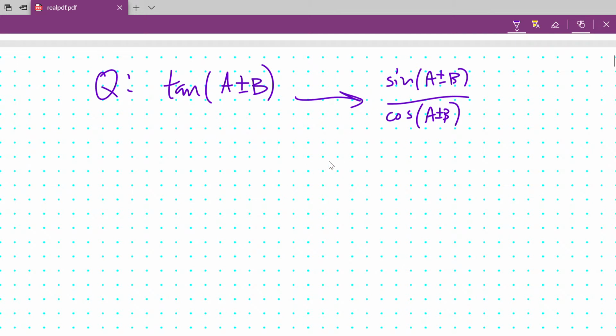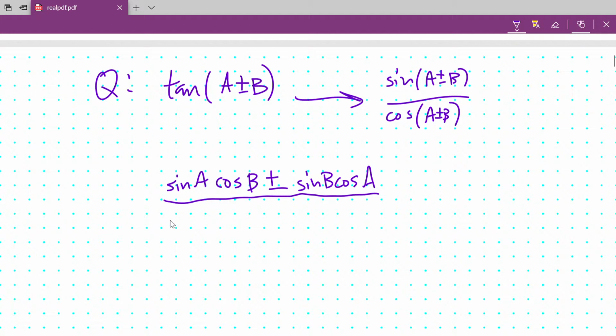So expanding both of these out, we get sine a cos b plus or minus sine b cos a, and this is all divided by cos a cos b minus or plus sine a sine b. Now, I'm just going to have a think about what we can actually do with this expression first off.